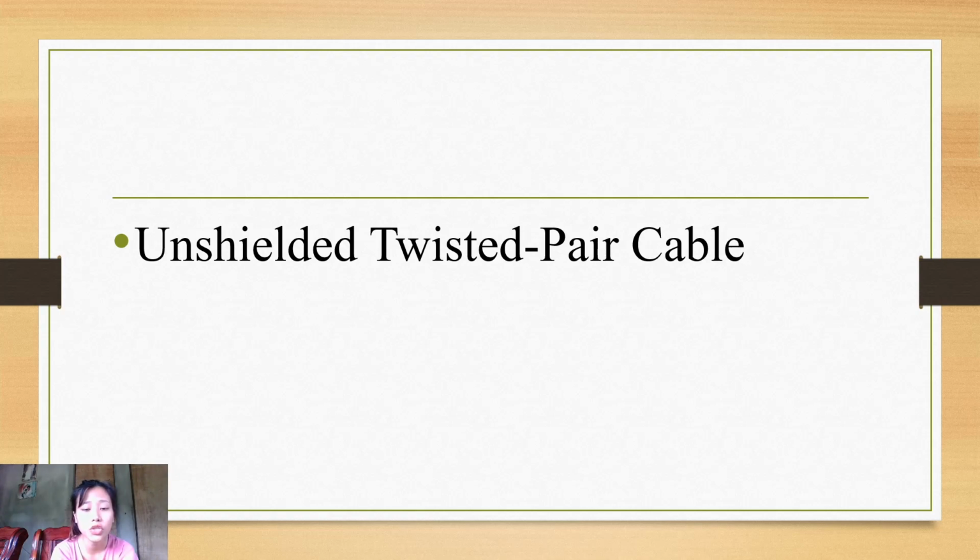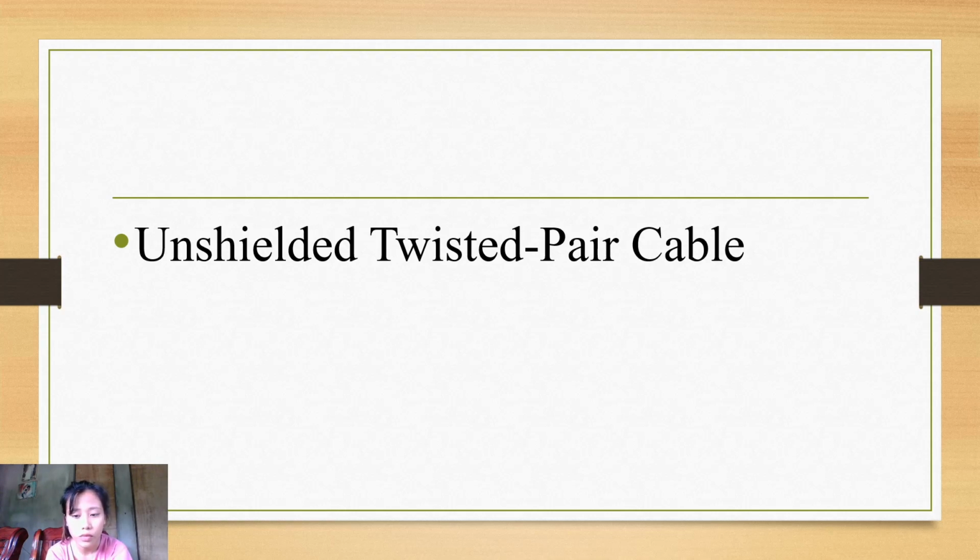The unshielded twisted pair cable or UTP cabling is the most common networking media. UTP cable terminates with RJ45 connectors. It is used for interconnecting network hosts with intermediate network devices such as switches and routers.